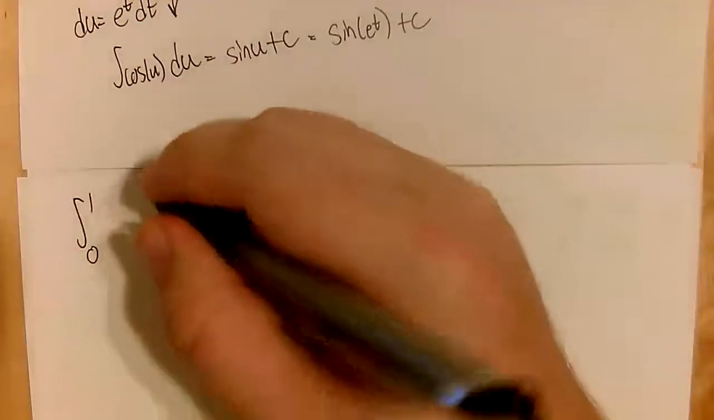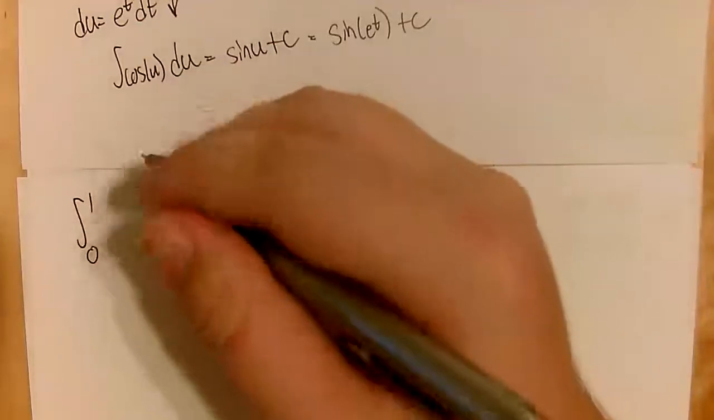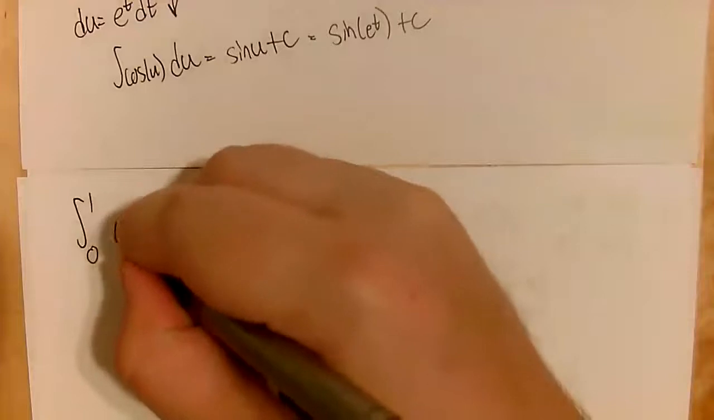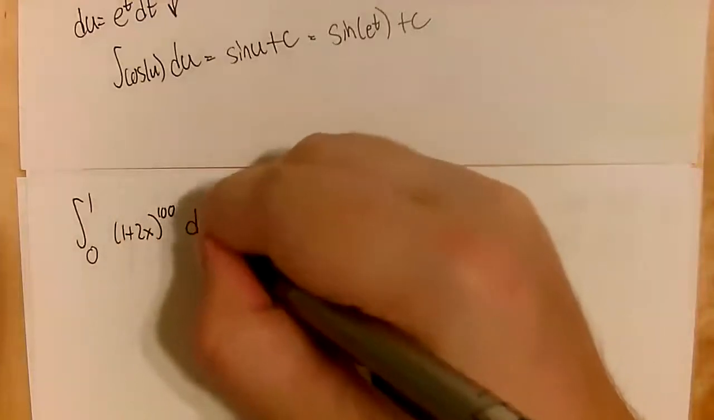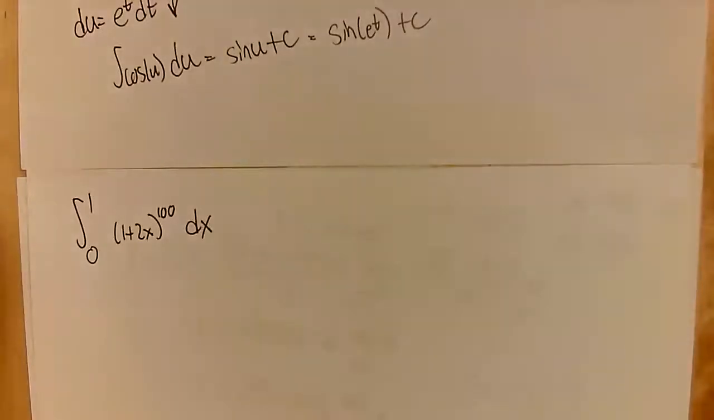So let's suppose we wanted to find the area under the curve from 0 to 1 of (1 plus 2x) to the 100th power dx. Now, in theory, what we could do is FOIL this out 100 times, but that would get very nasty very fast. So we don't want to do it that way. So what are we going to do here? What we're going to do is a u-substitution.